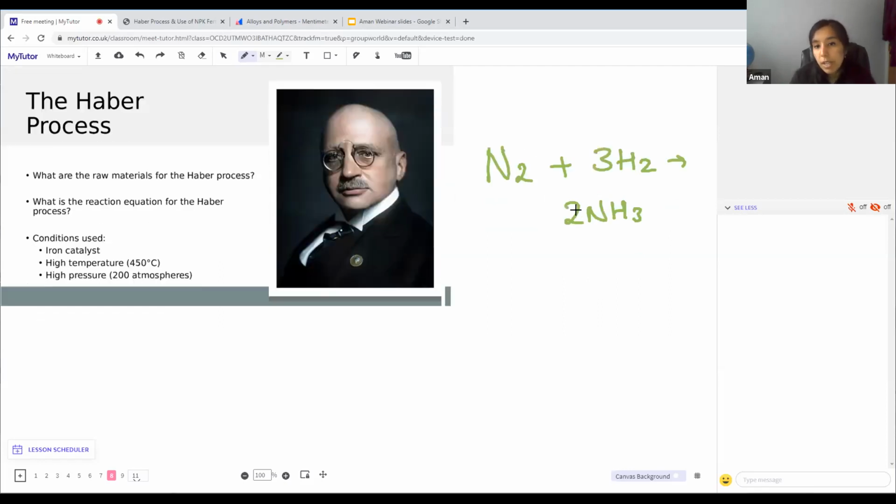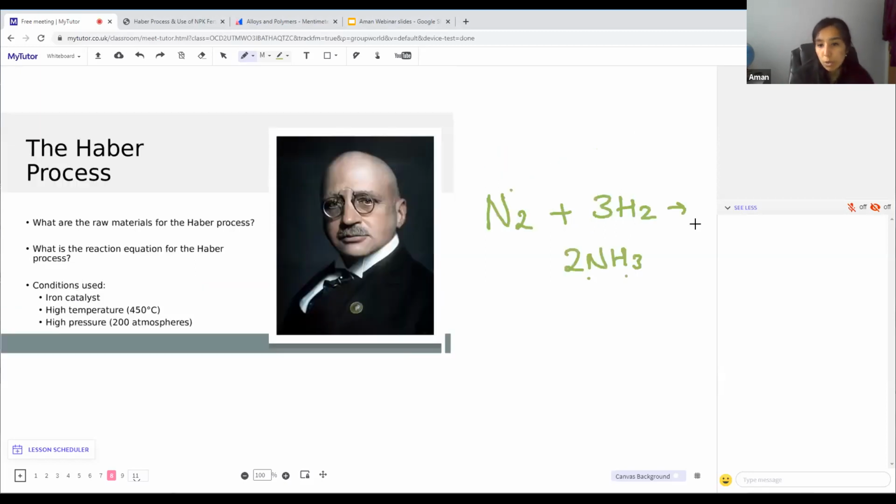So if you have a look, that's balanced, 2N, 2N, 6H, 2 times 3, 6H. So always make sure to balance it. And yes, these are gases, so you've guessed there. And ammonia itself is also a gas, but it can be a liquid and it can be a solid. Good. So well done to that person that gave me that. I'm very impressed. It is an equation that you should know, and it's also something that you should definitely be able to balance. So it's a common exam question.